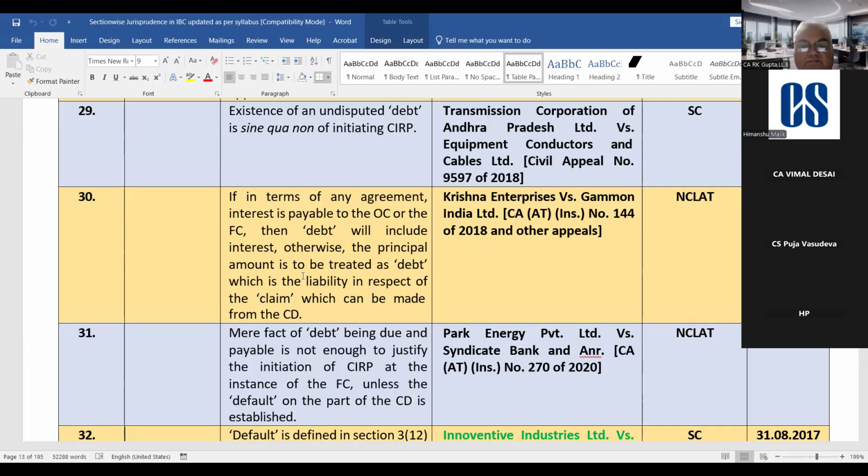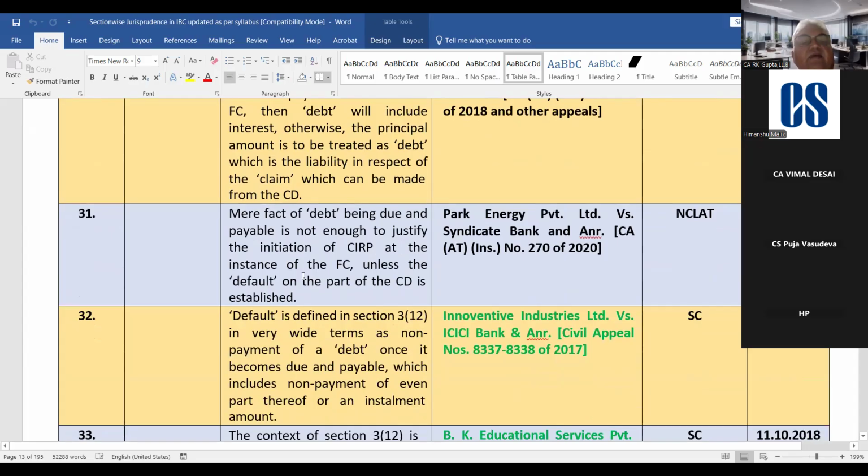ठीक है? Next. Mere fact of debt being due and payable is not enough to justify the initiation of CIRP at the instance of the FC unless the default on the part of the CD is established. वो कहता है कि डेट ड्यू एंड पेएबल है, उसी से नहीं हो जाएगा, डिफॉल्ट भी होना जरूरी। ठीक है? मान लो कोई डेट ड्यू है और पेएबल भी है। ठीक है? तो आपको डिफॉल्ट भी एस्टेब्लिश करना है। ठीक है?